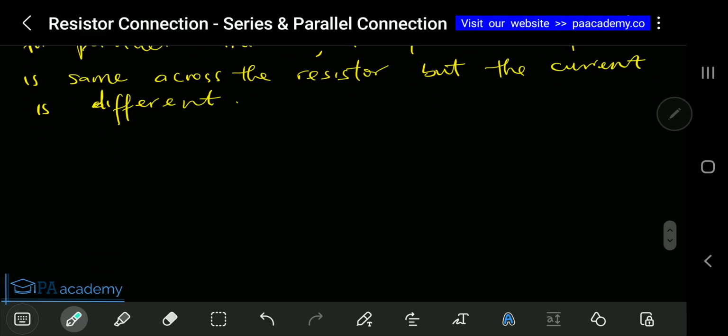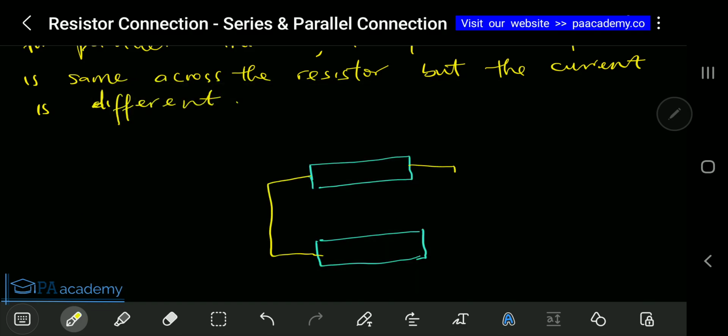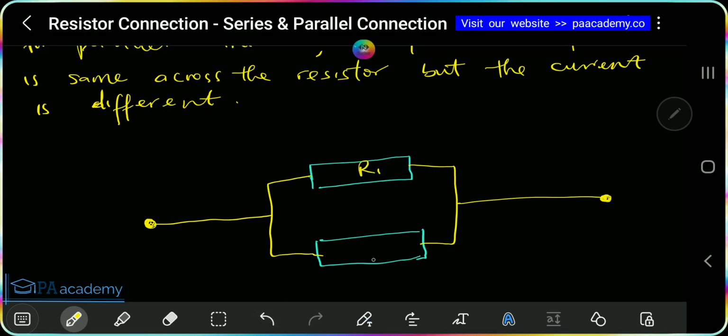Now let's draw a diagram of what that looks like. It is connected side by side. So this is one resistor and this is another resistor. This is how it looks. This is the first resistor and this is the second resistor. Let me put that inside: this is R1 and this is R2. Are we good?